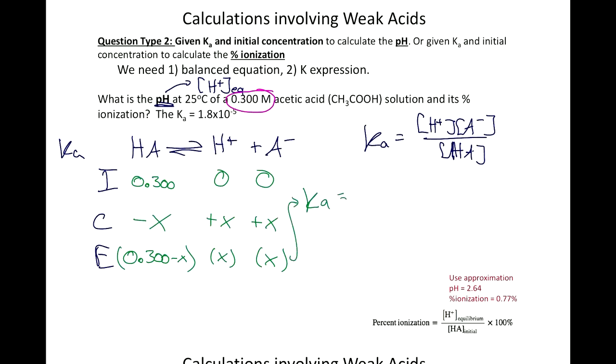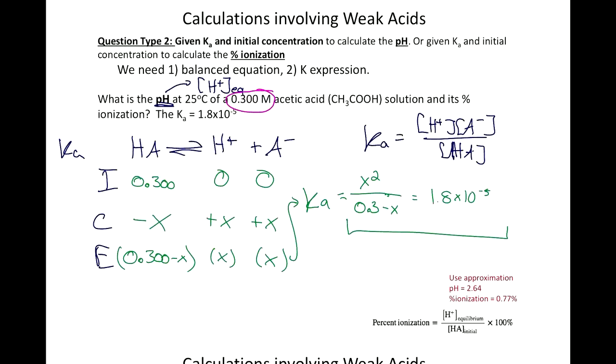So we get our numerator is what? x squared over 0.3 minus x. Do we know what this is equal to? Yes, we do. It was given in the question. I told you that Ka equals 1.8 times 10 to the negative 5. Can we solve that? Yes, with a quadratic, but do you want to use the quadratic? No. Do you want to use an approximation? Probably. So let's use the most appropriate approximation here.